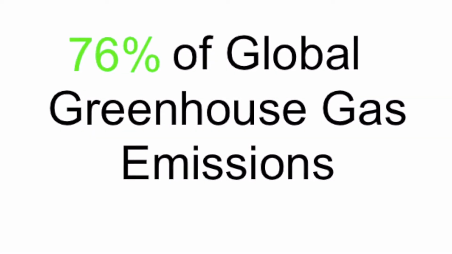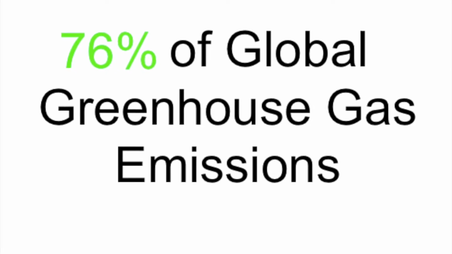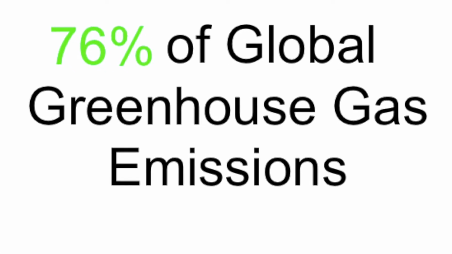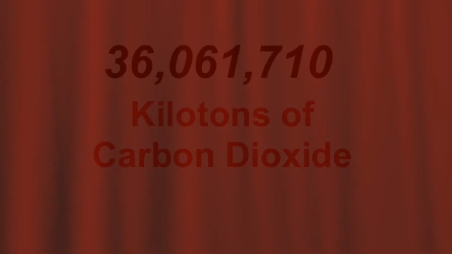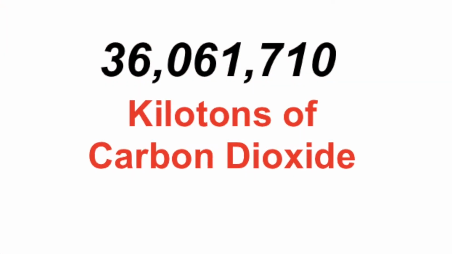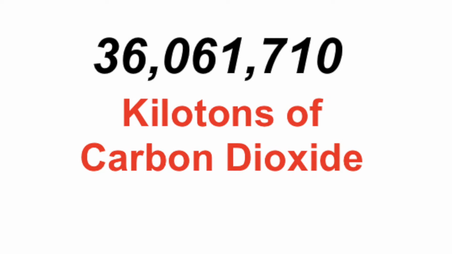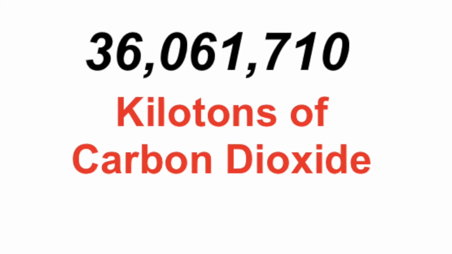As we talked about, carbon dioxide is the main cause of global warming. According to the EPA in 2010, carbon dioxide made up 76% of global greenhouse gas emissions. As of 2015, 36,061,710 kilotons of carbon dioxide was emitted into the air annually.